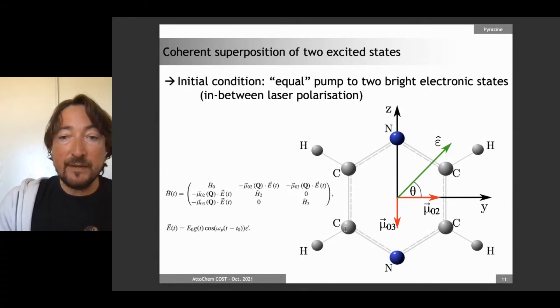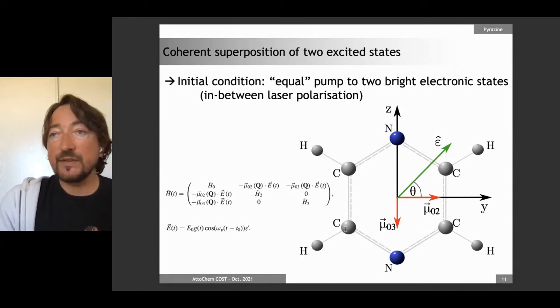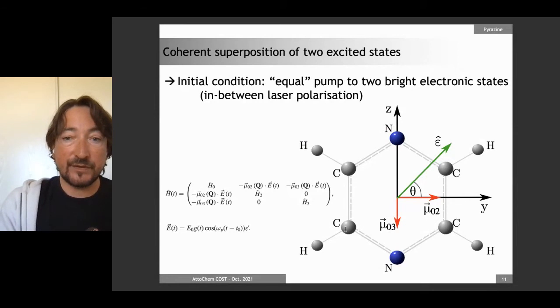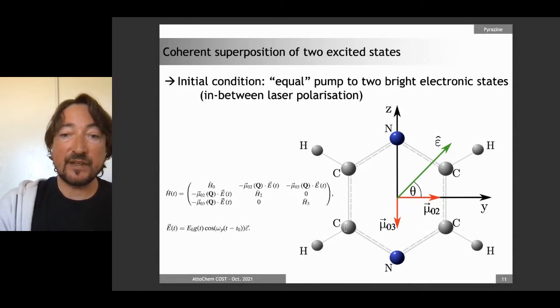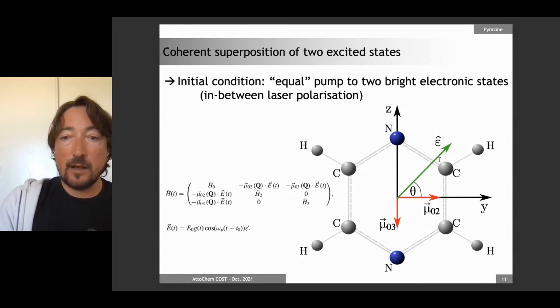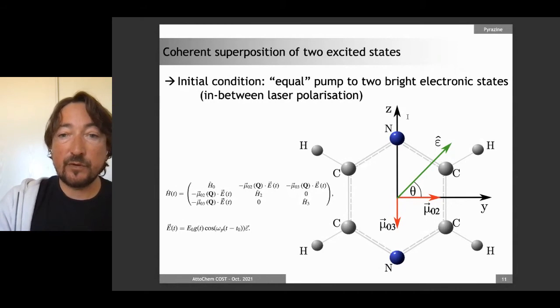So for populating them coherently and with similar populations, we have to consider that the electric field is polarized along a direction that is in between those two active directions for photoactivation. Which is why we consider that green arrow here at an angle of 45 degrees between the two active directions.